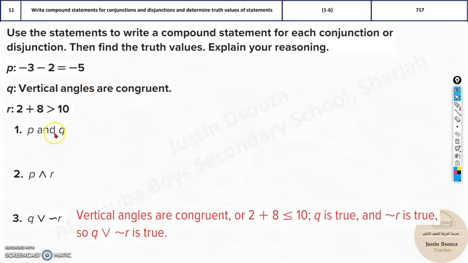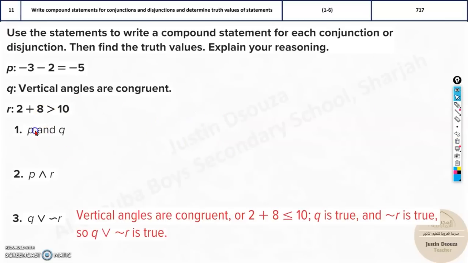Anyways, now here you have three statements. P: negative 3 minus 2 equals negative 5. Yes, it's true. Q: vertical angles are congruent. Yes, absolutely, vertical angles are congruent. And R: 2 plus 8 is greater than 10. Is 10 greater than 10? No, 10 is equal to 10, or greater than or equal to 10. But here it's only greater than, so this is false.